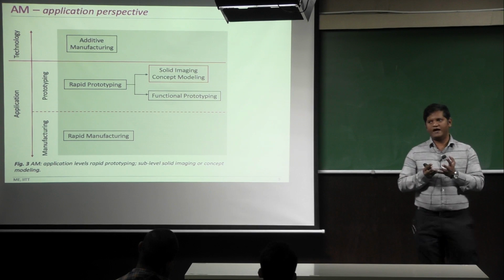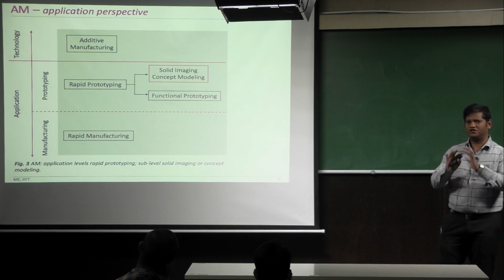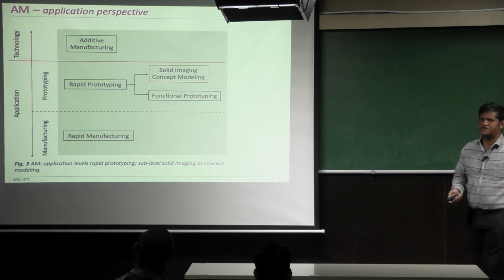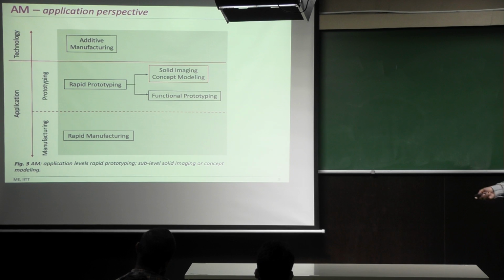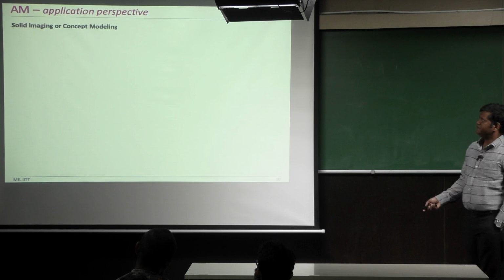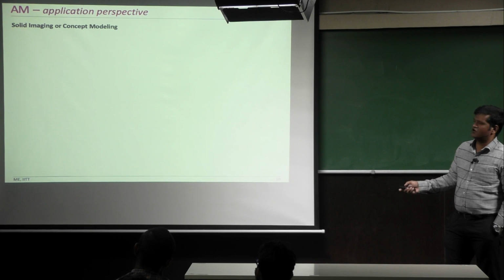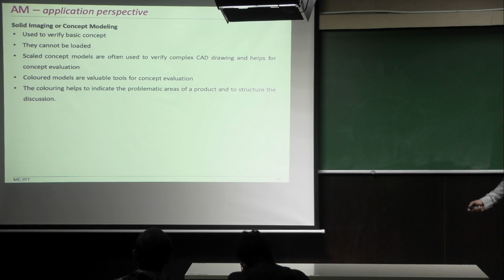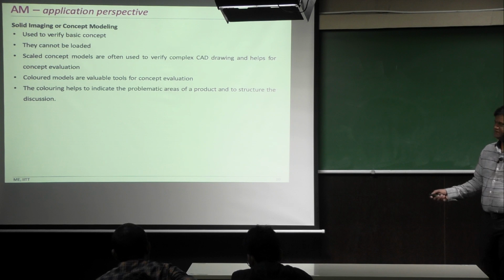What are the CAD model we have? Once you print it, whether it is retaining the same shape or not, and the complete three-dimensional interpretation can be done. So solid imaging or concept modeling, this is used to verify basic concept, and they cannot be loaded. Why? Because these are not functional components.